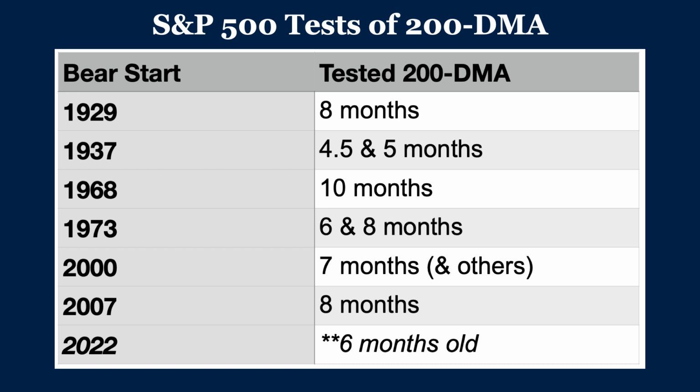1973 happened 6 months and 8 months in. In the 2000 bear, it initially happened 7 months in, and I believe 2 or 3 other times after that, subsequent tests of the 200-day. And then 2007, it was 8 months in. And so 2022, after this week, will be a full 6 months into the bear market. So the median and the average are both around 7 months, or 7.5, 7.2 months.